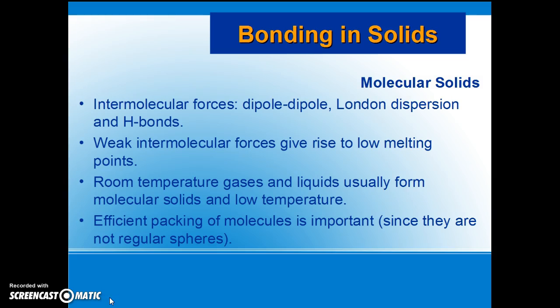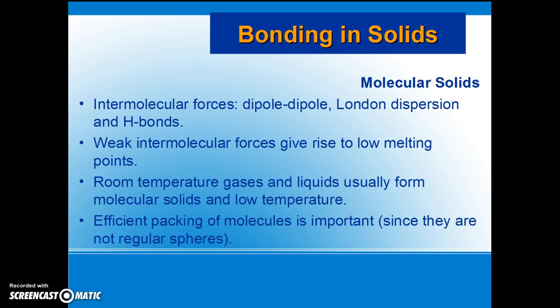In molecular solids, we have intermolecular forces. Remember, we are talking about forces not within the molecule, which are covalent bonds, but between one molecule and the next molecule. These intermolecular forces can be very weak, like the London dispersion forces, or stronger, like dipole-dipole forces or hydrogen bonds. Weak intermolecular forces are going to give rise to low melting points. The stronger the intermolecular force, the higher the melting point.